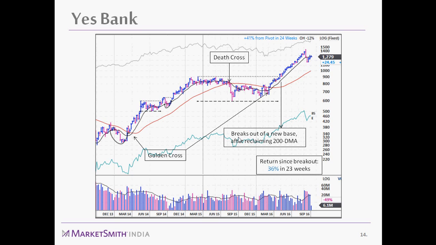So you need to be also looking at the crossovers, that is the death crossover and the golden crossover, to see if the stock is likely to be setting up for a nice run or whether it's likely to break down from there.